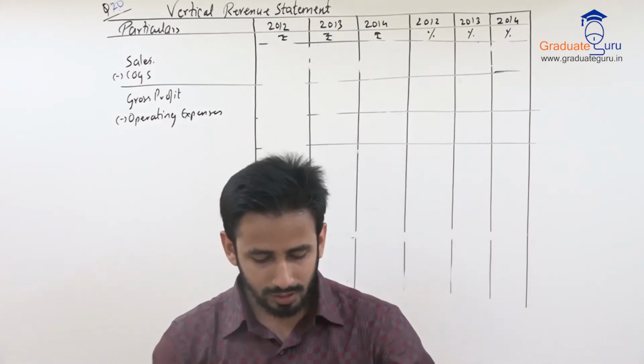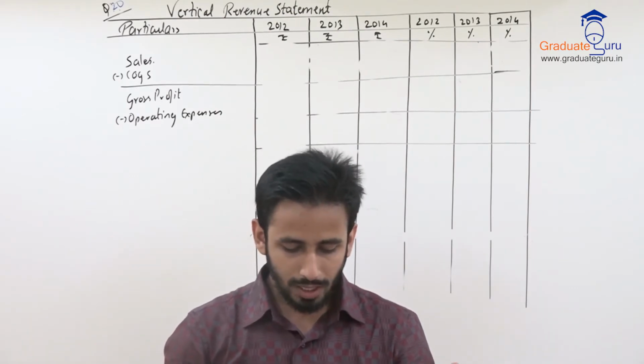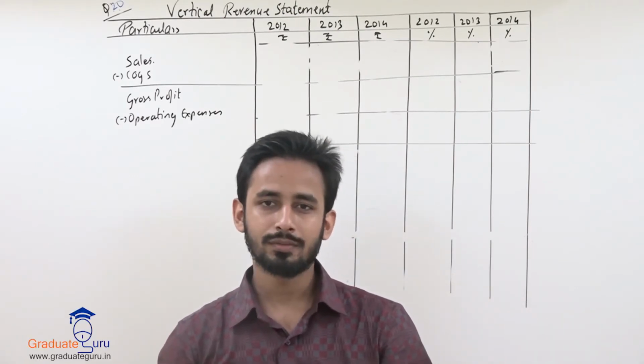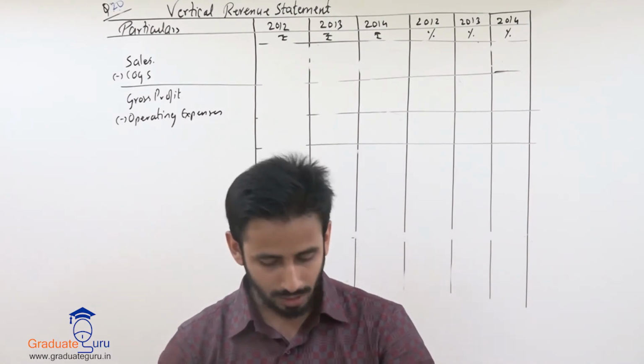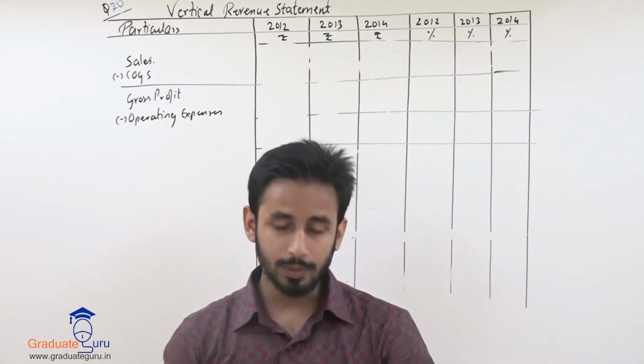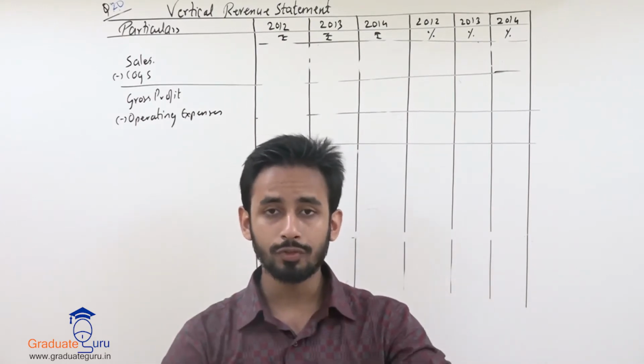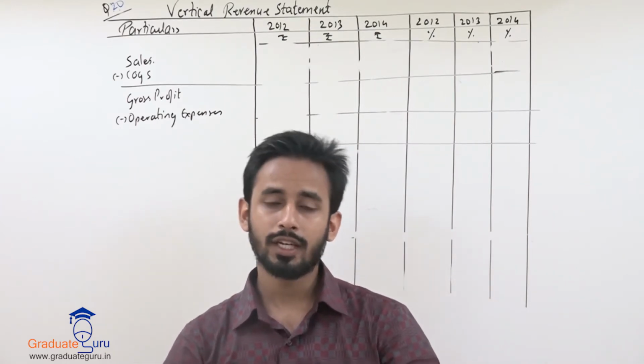The revenue statement only is given to you. Sales, cost of sales, gross profit. Management expense is like admin expense. Next you have selling expense, which is again an operating expense. Then financial expense, bad debts. So you have office, selling and finance, all the three expenses.